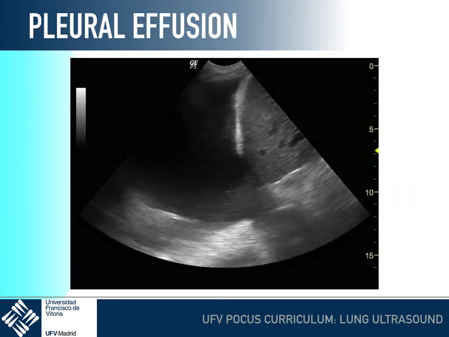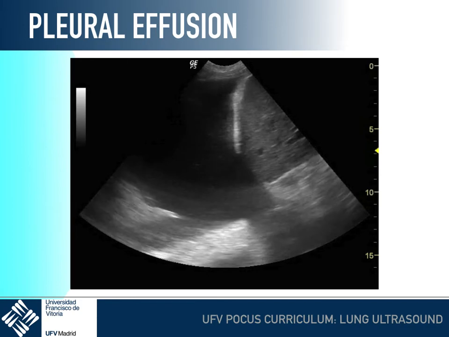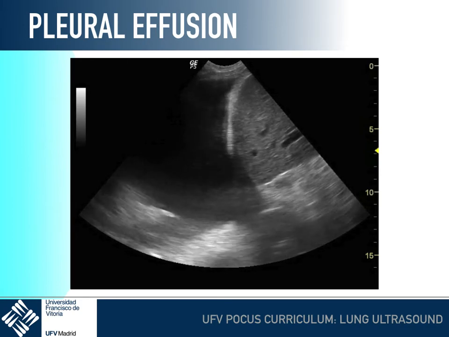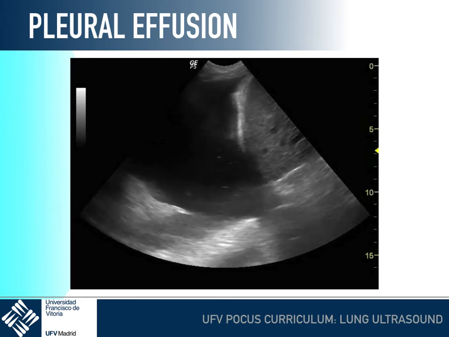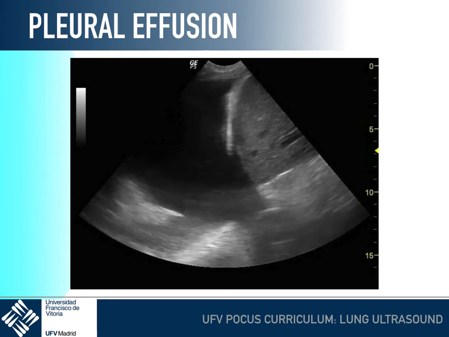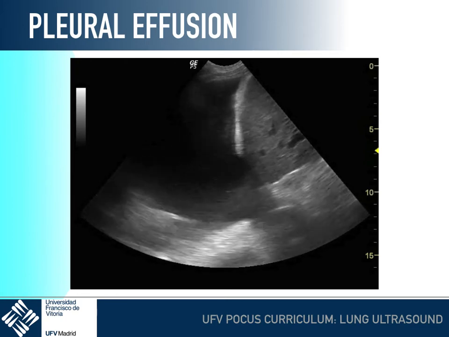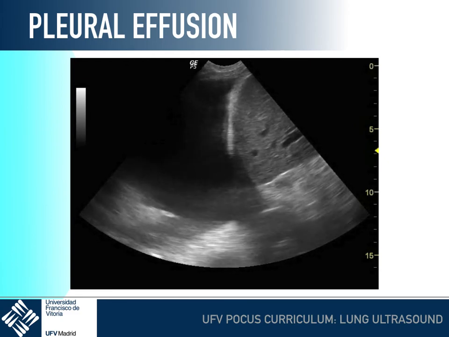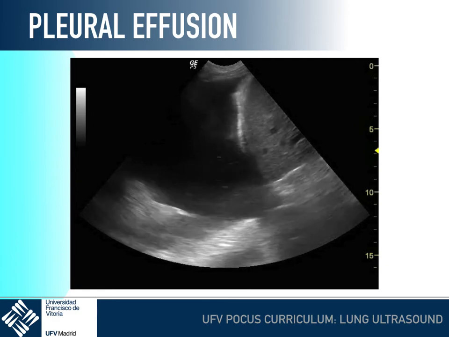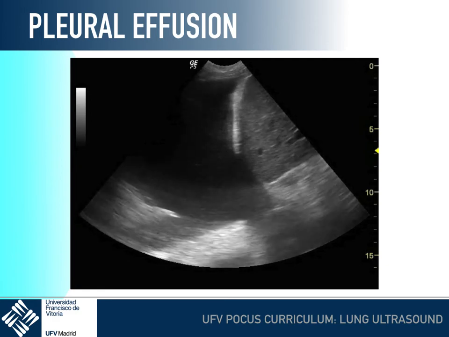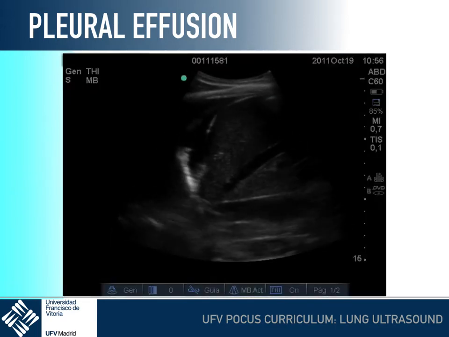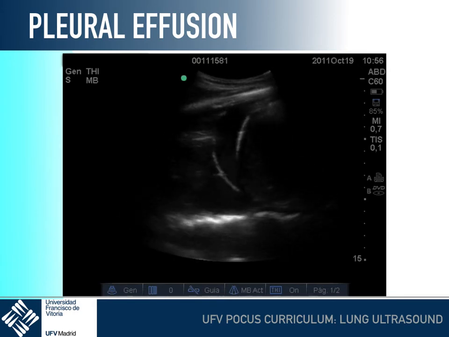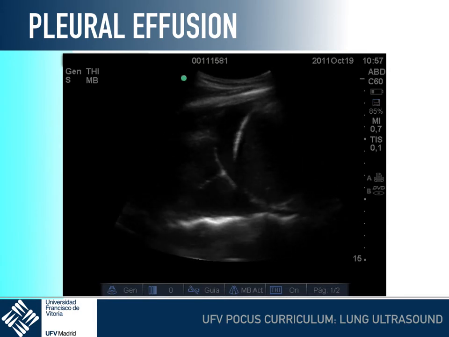We can assess pleural effusions. We can easily identify the pleural effusion above the diaphragm. Like in this case, there's a lot of black fluid, and there's a consolidated lung. This is an atelectasis by compression. There's a compressive atelectasis of the lung, and in this case, it's not a normal pleural effusion.